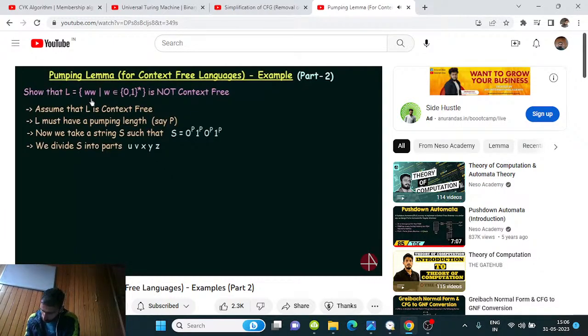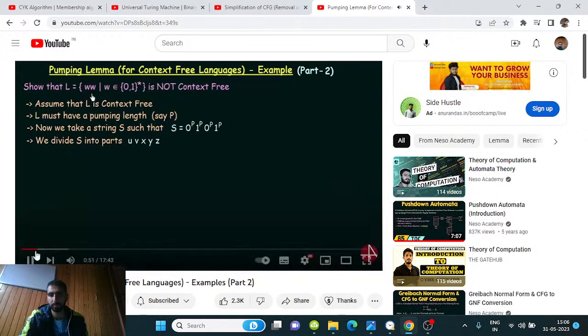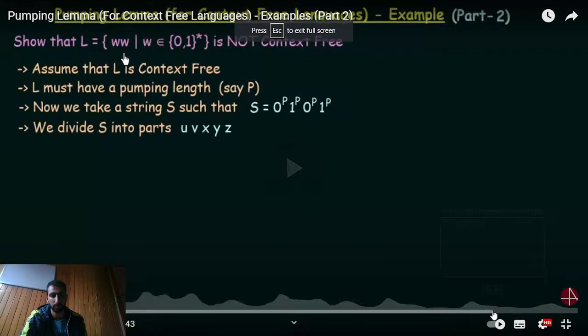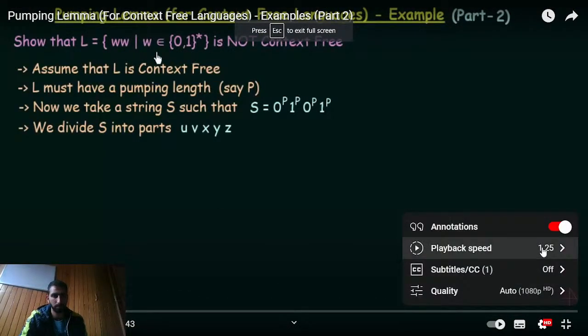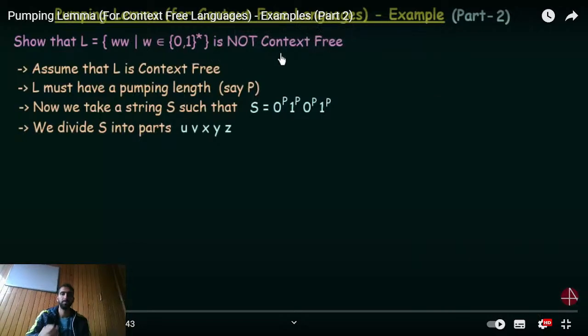the string should be exactly equal to the second part of the string. So it's of the form WW, where the first half is exactly equal to the second half. And then this W can contain anything over the symbols 0 and 1. And we have to show that this language is not context free.